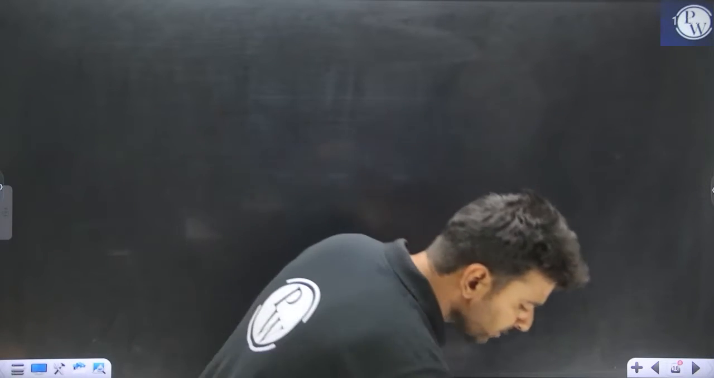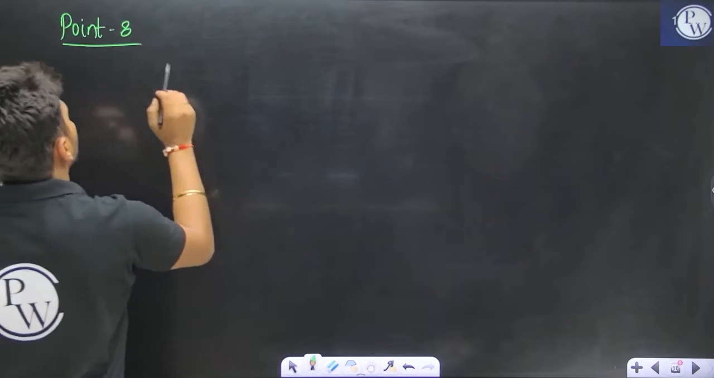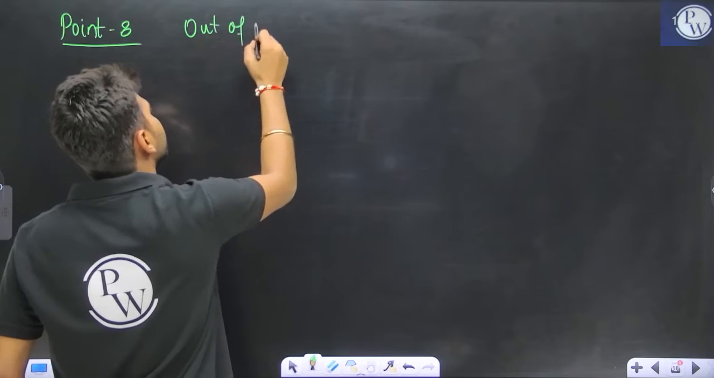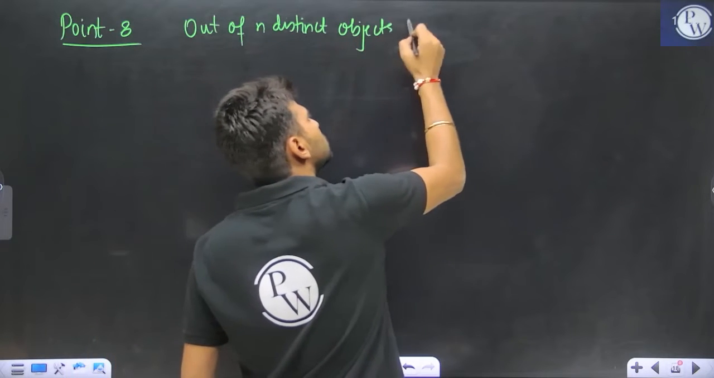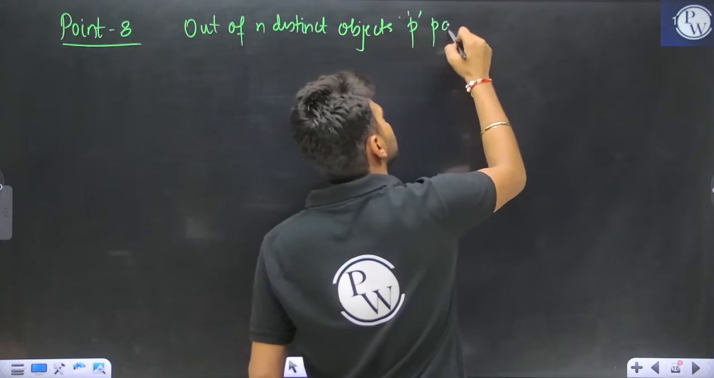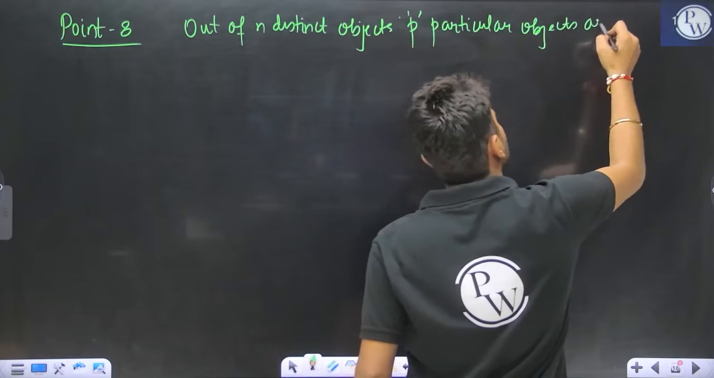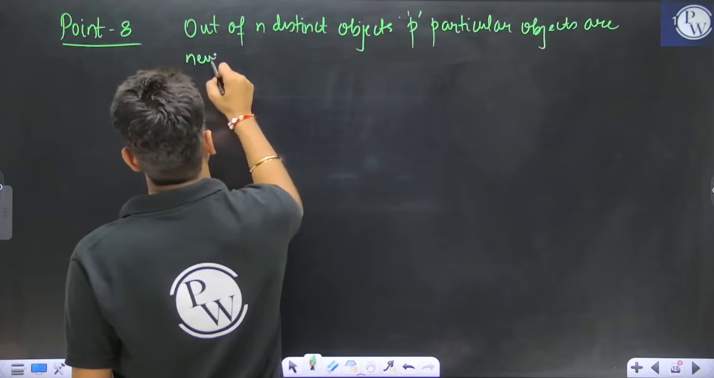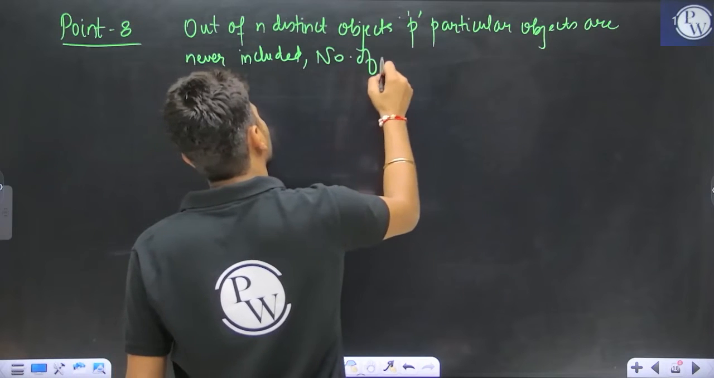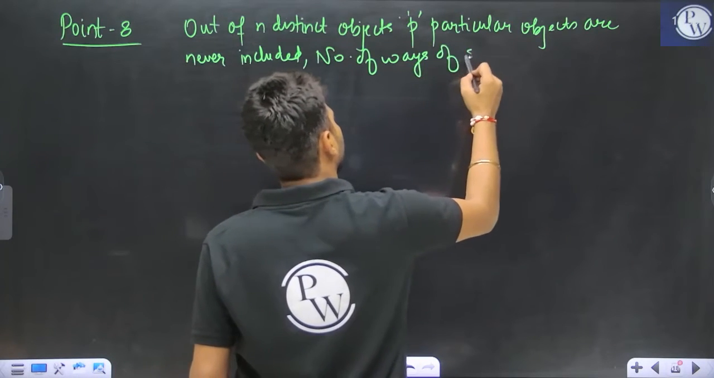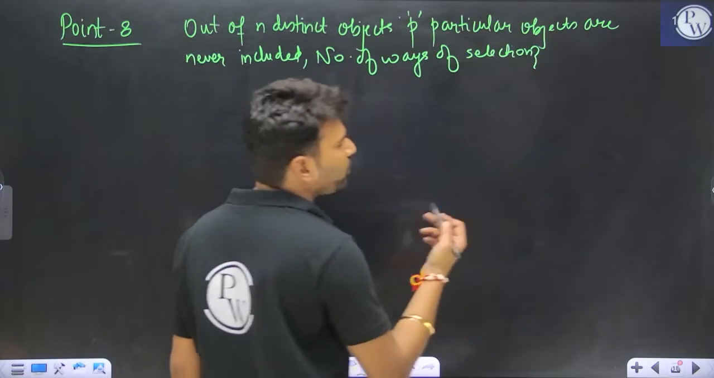Okay, yeah. Now there are certain cases. Point 8. Out of n distinct objects, p particular objects are never included. Number of ways of selection will be how much in this particular case? These kinds of problems also do come.